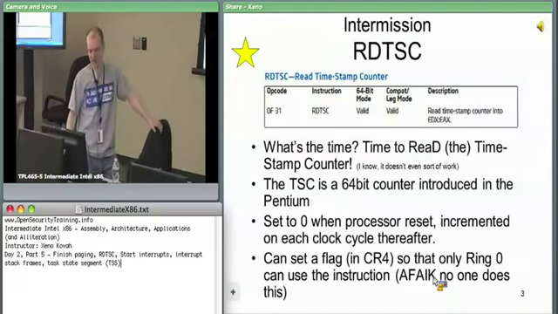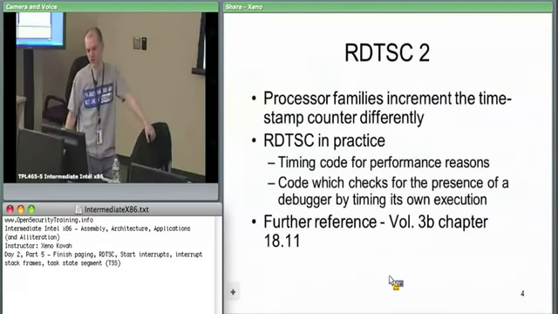Just as a funny little bit, there's a flag in CR4 which you can set so that only ring 0 may read the timestamp counter. As far as I know, no one does that, but maybe you want to not allow users' code to profile some behavior. Different families implement the incrementing differently, but mostly it's once per clock tick. With some of the older processors, if you ever want to run RDTSC checks, you'll have to deal with that.